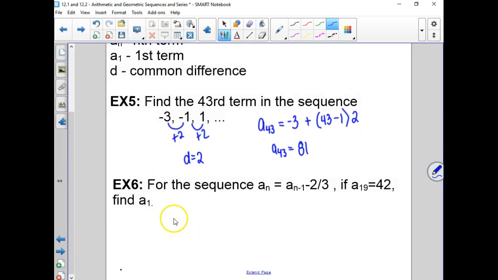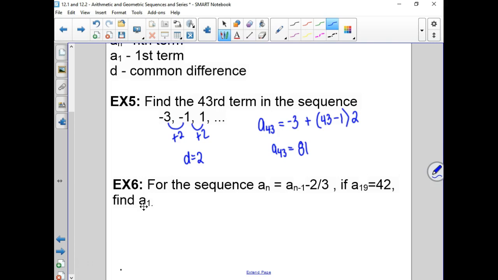Let's look at example 6. For example 6, we see that the sequence is given to us. It gives us the recursive formula here for the sequence. A sub n equals A sub n minus 1 minus 2/3. And they ask us if A sub 19 equals 42, we're supposed to find A sub 1.